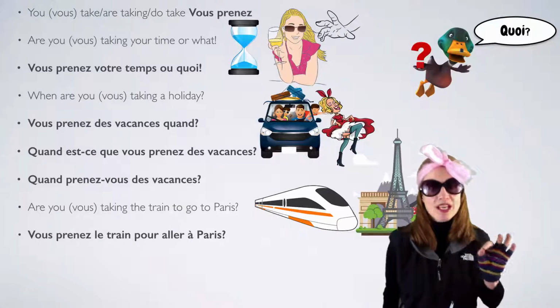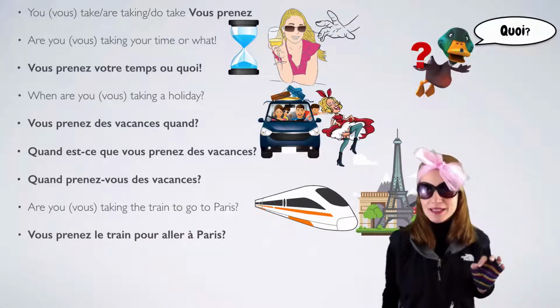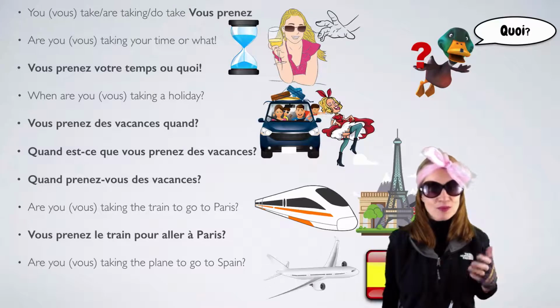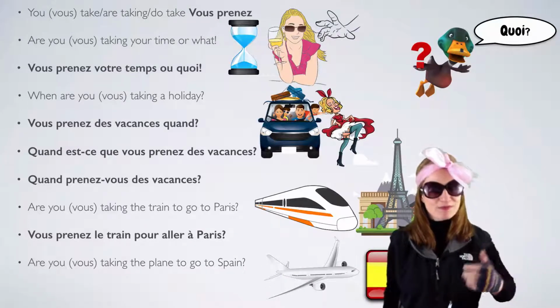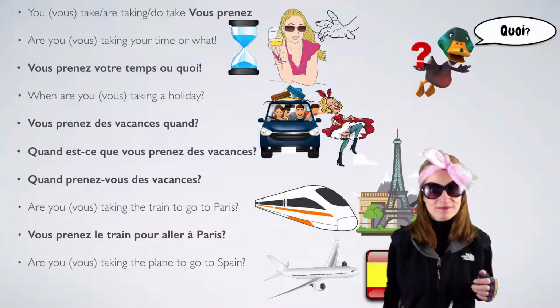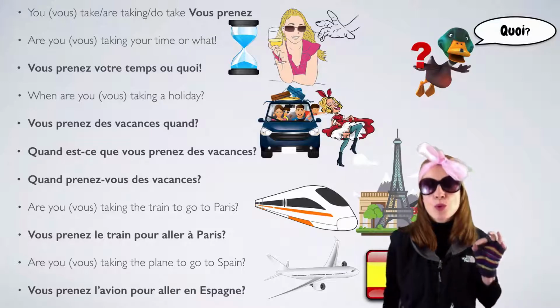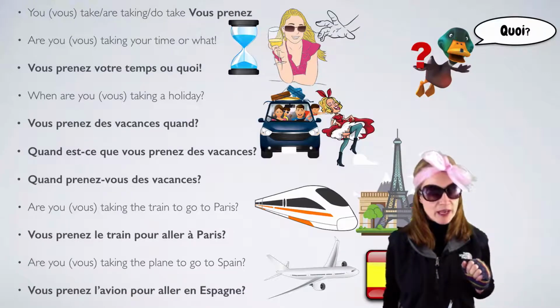Vous prenez le train pour aller à Paris? Using vous again. Are you taking the plane to go to Spain in order to? Vous prenez l'avion pour aller en Espagne?